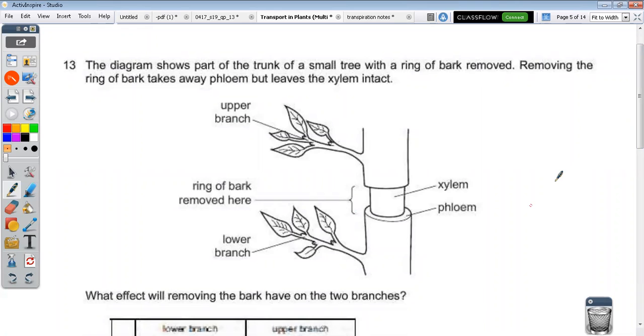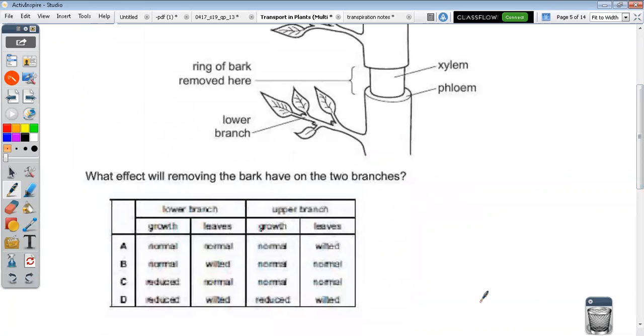The diagram shows you part of a trunk of a small tree with a ring of bark removed. Removing the ring of the bark takes away the phloem, but leaves the xylem intact. The xylem is not affected. There's a breakdown here. The growth surface will be reduced because the transportation of amino acids and sucrose is affected. The leaves, photosynthesis takes place in the leaves. The leaves still have water. Do we agree that the leaves, upper branch, or taking lower branch and the upper branch?